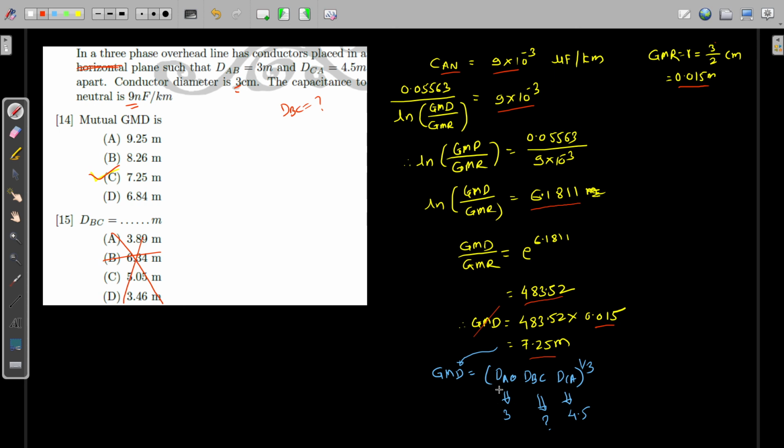Then I have to calculate the value of DBC. So these options are wrong. To calculate DBC, DAB is given, DCA is given, raised to 1 by 3. Now I want to calculate the value of GMD. So GMD is calculated, but DBC is unknown. So calculate the value of DBC, and please post your answers in the comment box.